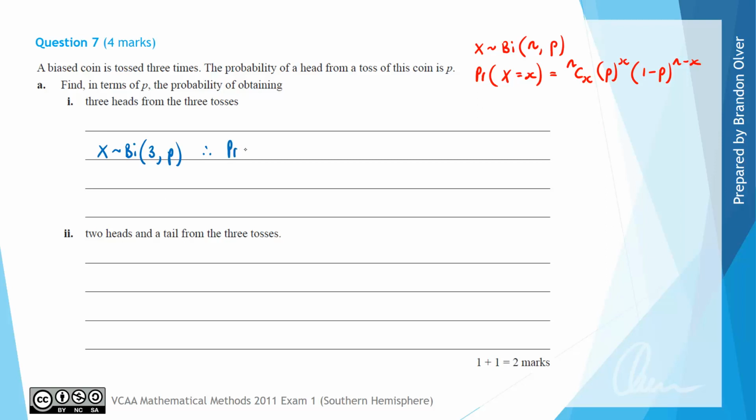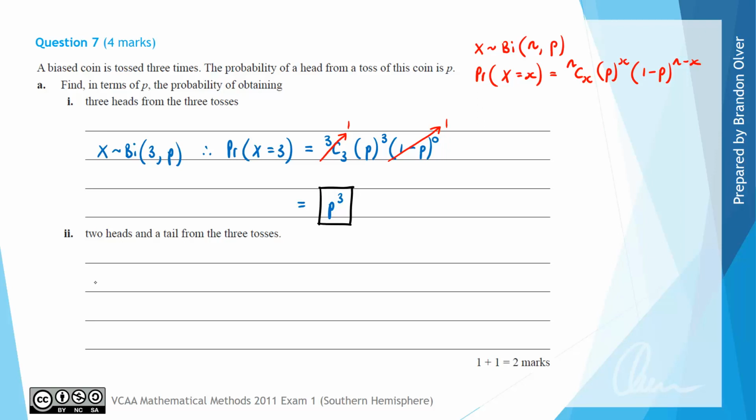Therefore the probability that x equals 3, that is that we get 3 heads, is equal to 3 choose 3 times the probability of success to the power of 3 times the probability of failure to the power of 0. Simplifying that, 3 choose 3, there's one way of doing that, so that number is 1, and anything to the power of 0 is also 1, so we just get that this is p cubed. So that is the answer to part A of this question.